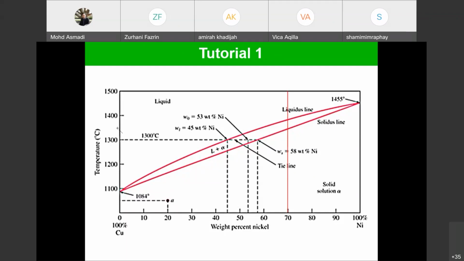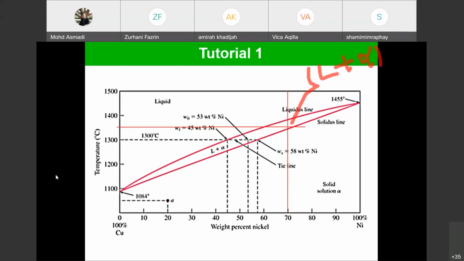Yes, it's liquid and solid. Just nice. Liquid plus solid. So L plus alpha. Okay, thank you very much. And then number 2, what is the chemical composition?